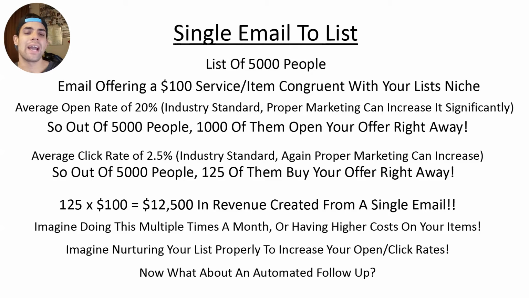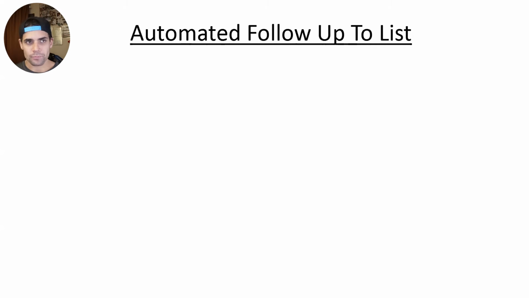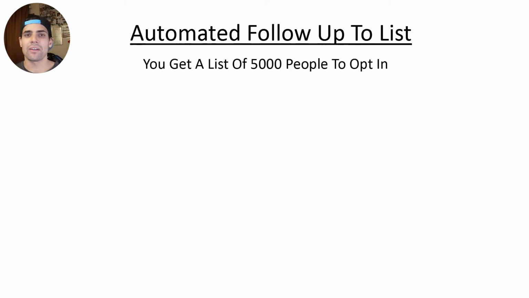Now, what about if you had this on an automated follow-up? We're going to do a 2-week example here, but between automated follow-up and you actually just writing emails every week, you could do this for weeks and weeks and weeks. But we're only going to show 2 weeks for the sake of time and simplicity here.